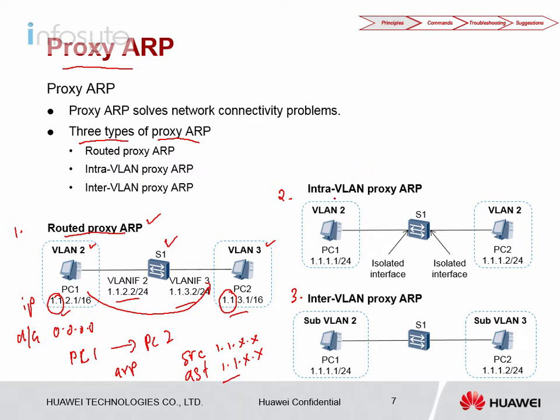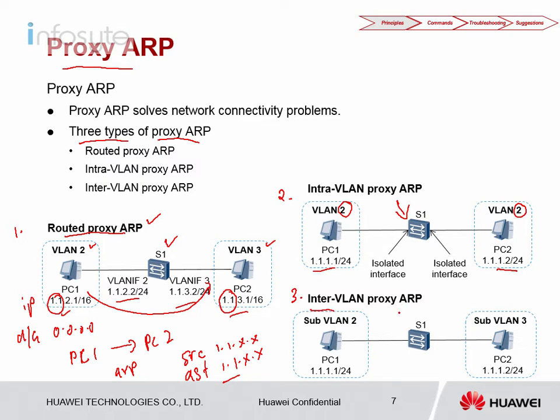Next we have the intra VLAN proxy ARP. For the intra VLAN, you can see that the VLAN is the same. We have VLAN 2 and VLAN 2, and even the network is the same. Now we are using the isolate VLAN feature for isolating between two different VLANs. So we have to enable intra VLAN proxy on the switch for these VLANs to be able to see each other.